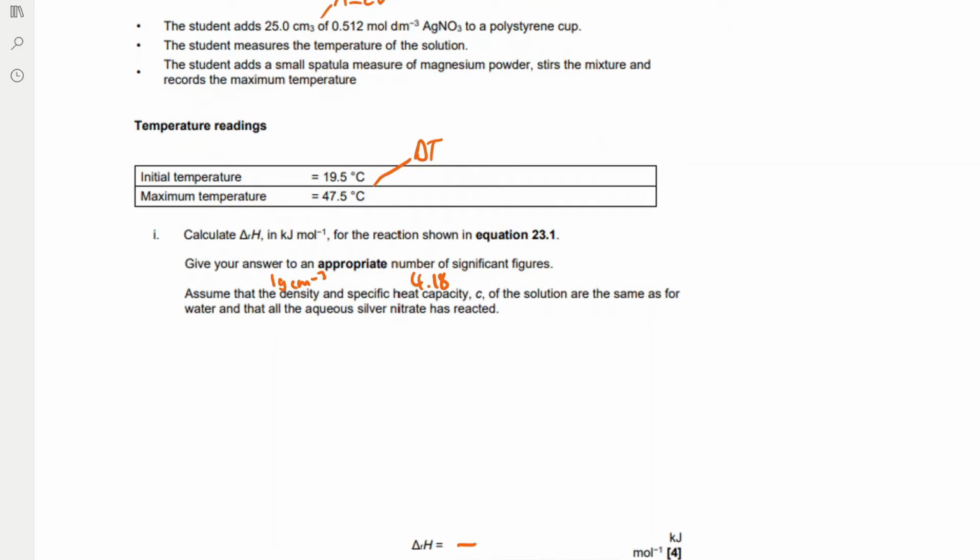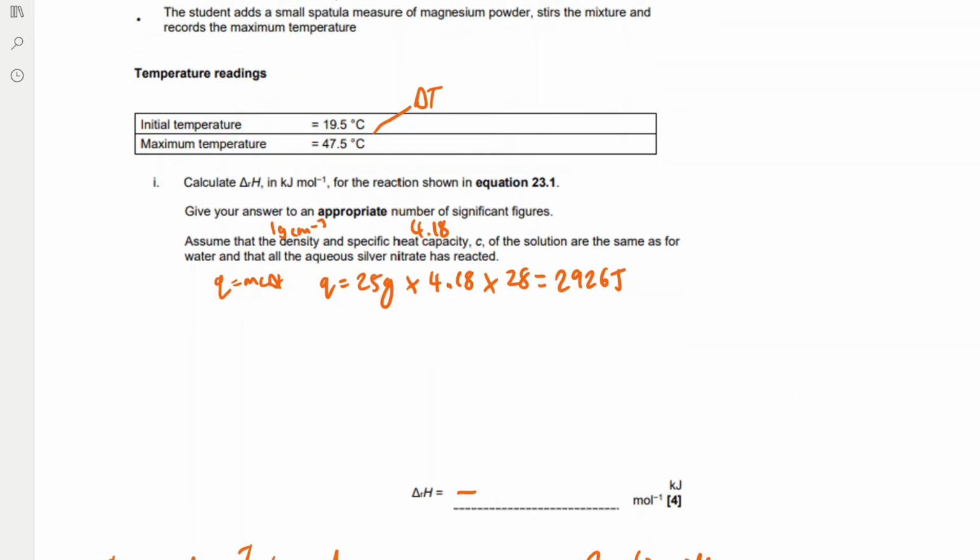So we first want to use the equation Q equals mc delta T to find the energy released in the reaction. And we have 25 centimeters cubed of silver nitrate, and that means that we have 25 grams of solution because for each centimeter cubed, it weighs 1 gram, as we're assuming it's the same mass as water. And the specific heat capacity of water is 4.18, and the temperature change is 47.5 minus 19.5, which is 28, which gives us an energy released of 2,926 joules. And then if we look at our answer line, we can see that the units are kilojoules per mole.